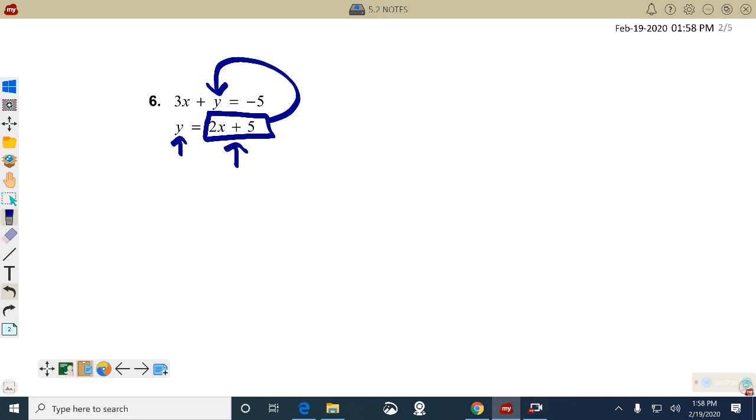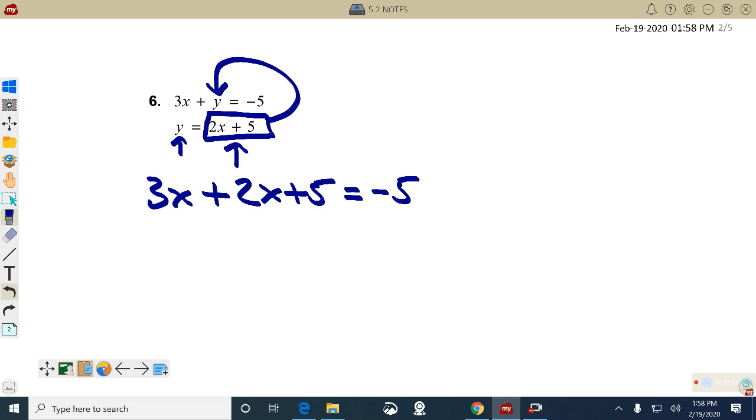Here we go. Let me rewrite 3x plus y, but instead of y, I'm going to write 2x plus 5 equals negative 5. Nice. This is number 6. So I'm skipping down to number 6. I'm not going to do all the problem. I'm still not done with what Moradas read.